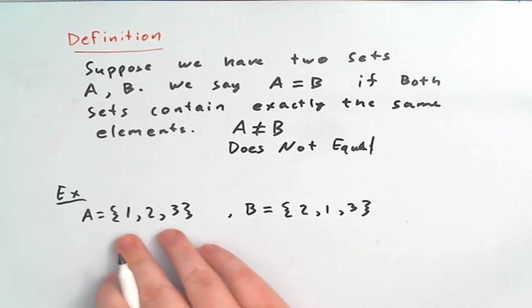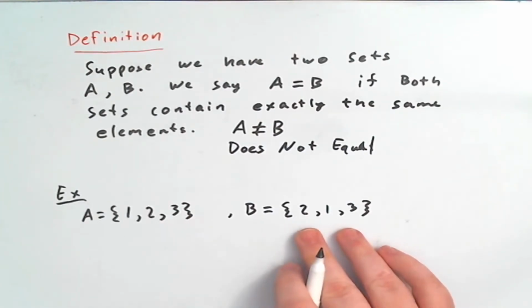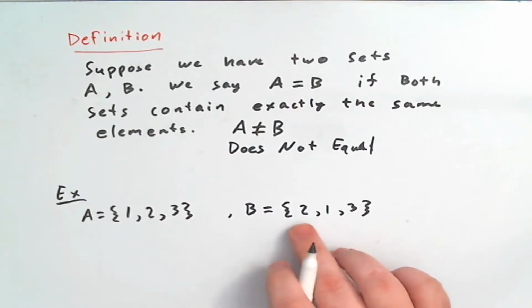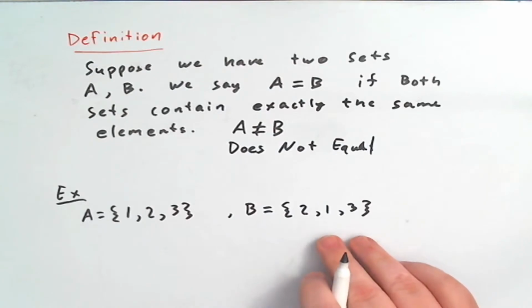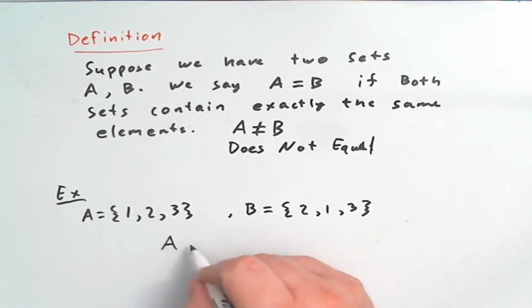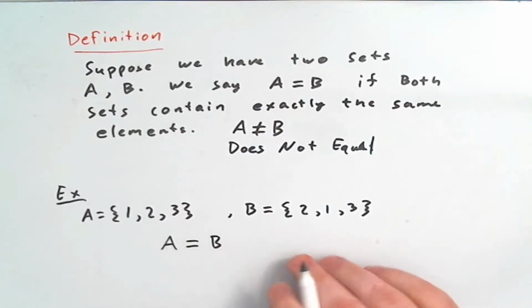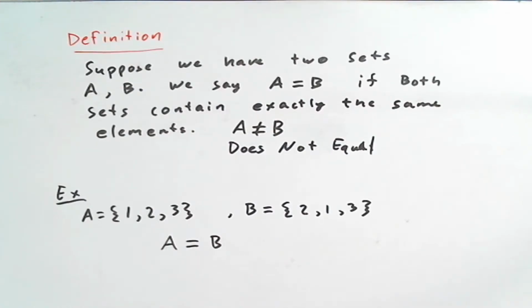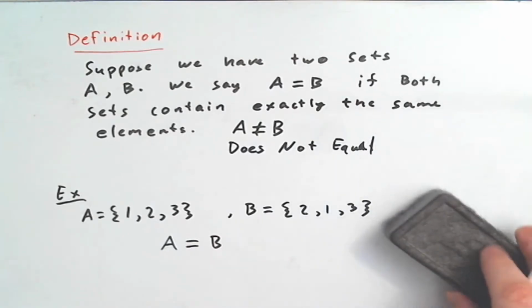But notice that set A has exactly the same elements as B. So 1, 2, 3 over here, I have 1, 2, and 3 over here. So in this case, we would say that A equals B. So this would be true.